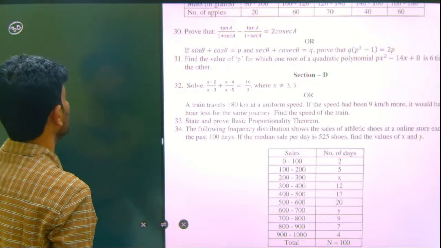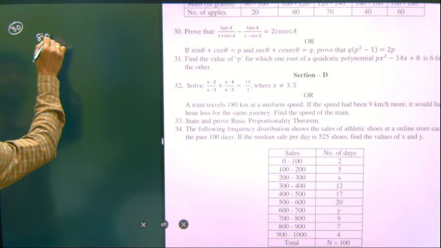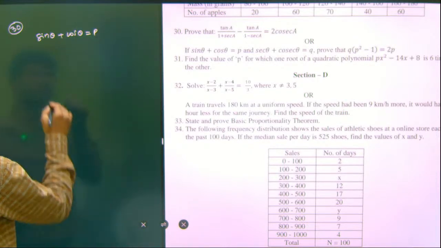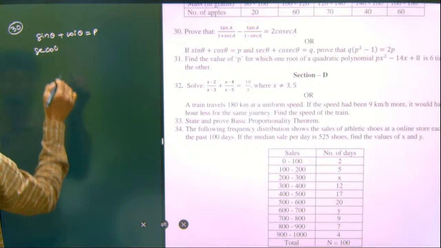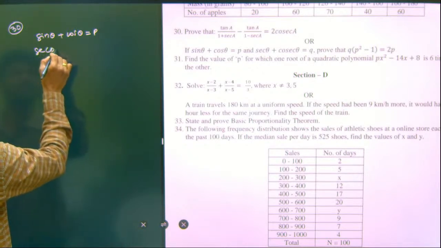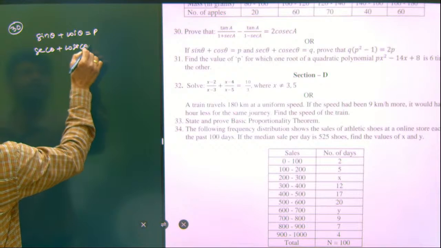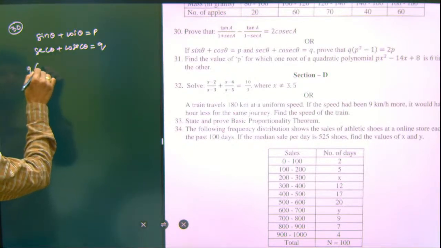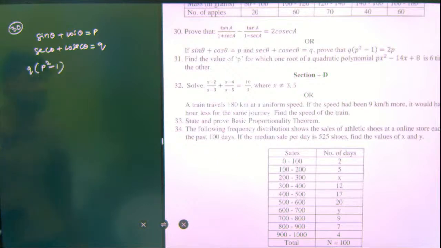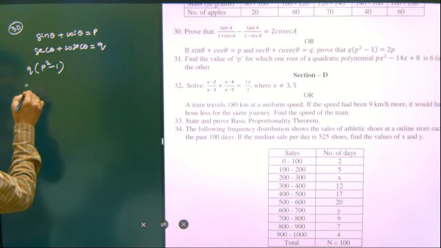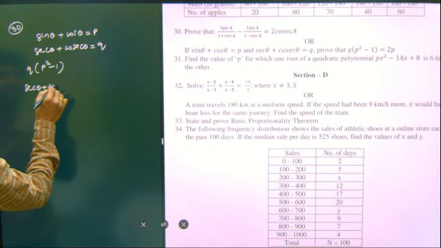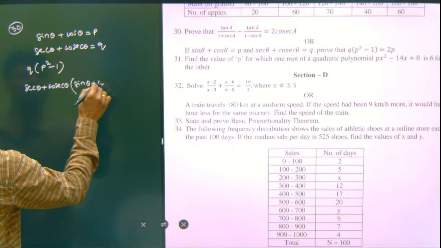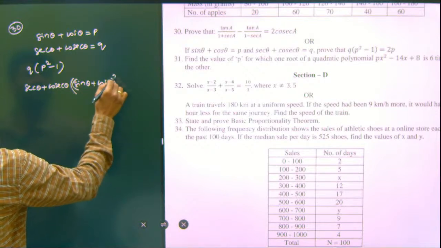There, sin theta plus cos theta is given as P. Sin theta plus cos theta is equal to P, and secant theta plus cosecant theta is equal to Q. Find out Q into P square minus 1. So Q is secant theta plus cosec theta, into sin theta plus cos theta whole square, minus 1.